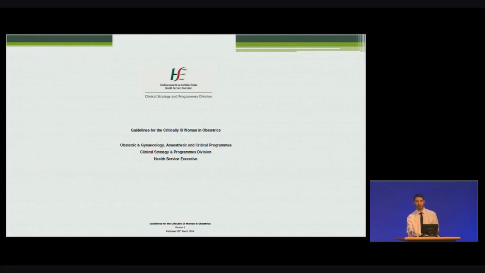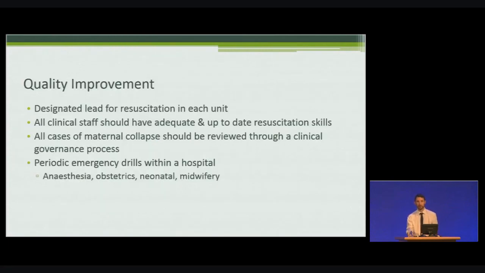So, what are the measures for quality improvement in relation to implementation of this guideline? The recommendations would be that there's a designated lead person for resuscitation in each maternity unit, that all clinical staff should have adequate and up-to-date resuscitation skills, that all cases of maternal collapse should be reviewed through a clinical governance process, and that there should be periodic emergency drills within the hospital involving members from the departments of anaesthesia, obstetrics, neonatology and midwifery.